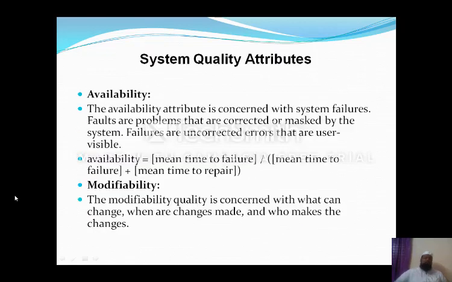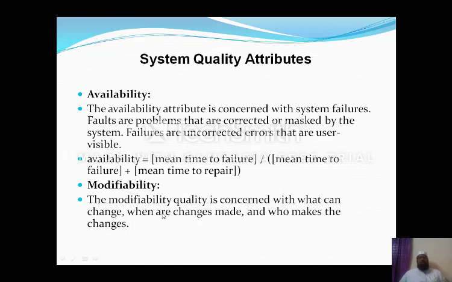We can define availability as: availability equals mean time to failure divided by mean time to failure plus mean time to repair. This we have seen in the software engineering subject, which leads to software reliability. The availability attribute is concerned with system failures. Faults or problems are corrected or masked by the system. Failures are uncorrected errors that are user visible. So availability is one of the main factors, and we need to know it.